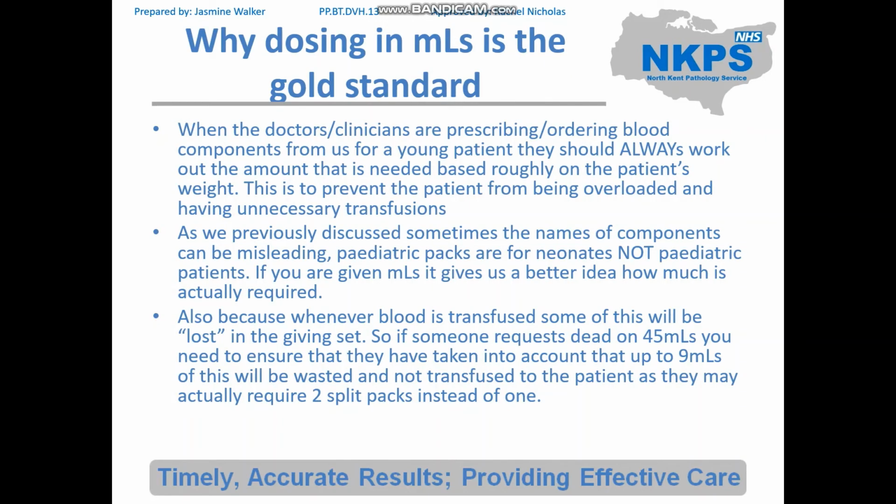So we're now going to move on to why dosing in mils is the gold standard. When doctors and clinicians are prescribing or ordering blood components from us for a younger patient, they should always work out the amount that is required based roughly on the patient's weight. This is to prevent the patient from being overloaded and having unnecessary transfusions, which could cause adverse reactions.